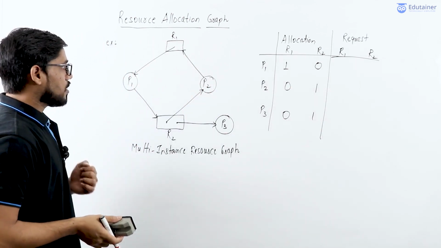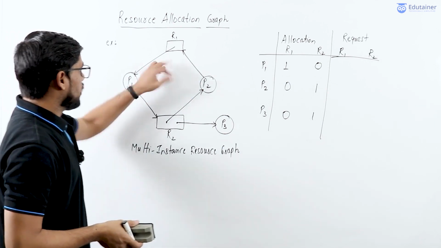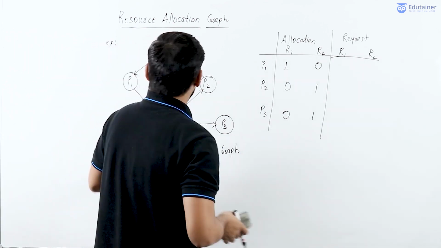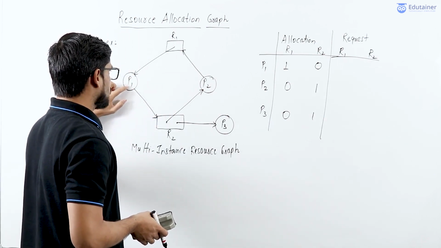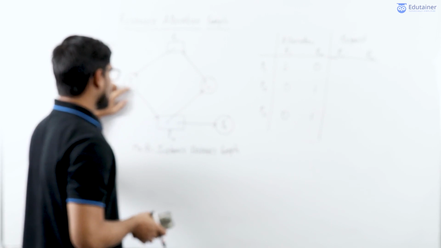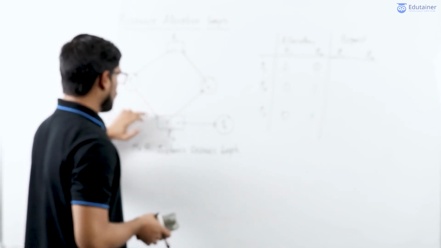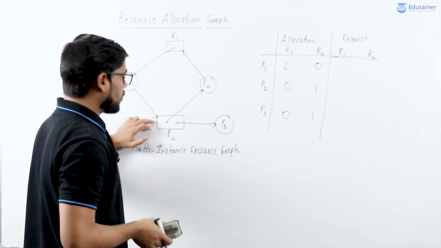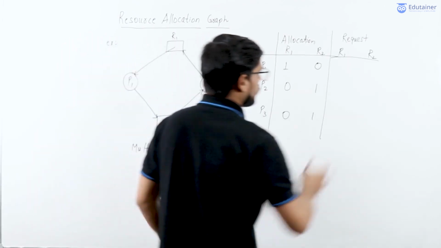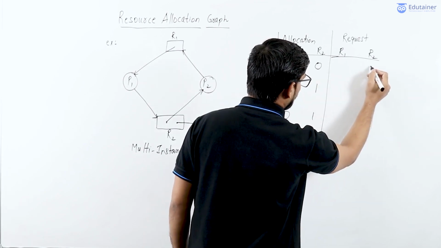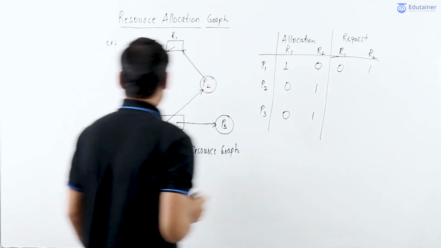Now after filling the allocation column, let's go to the request column. In the request column, we have to go to the process vertex, and if the direction of the edge is from the process to the resource, then it means the particular process is requesting that particular resource. So P1 is requesting R2. So here the value is 1 and the value here is 0.